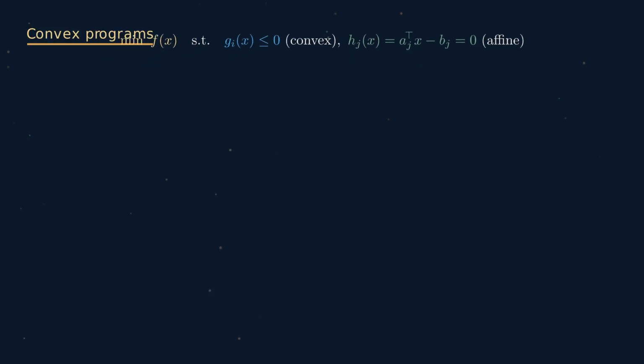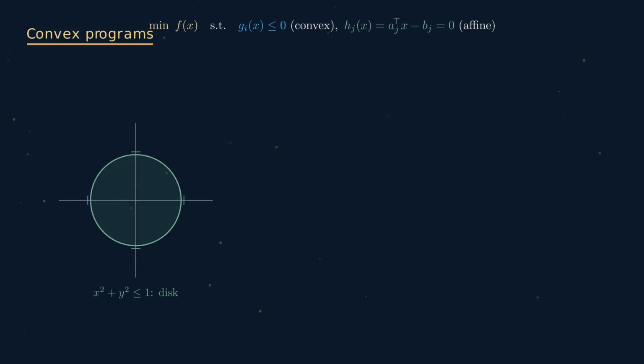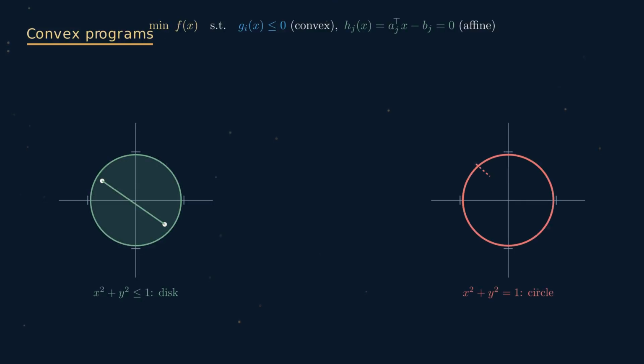Watch. Less than or equal to 1 gives you the solid disk. Pick any 2 points, and the chord between them stays inside. Convex. But equals 1 keeps only the boundary, just the ring. Now the chord between 2 points cuts straight through the empty middle, leaving the set entirely. The circle is not convex, so a curved equality makes the whole problem non-convex.